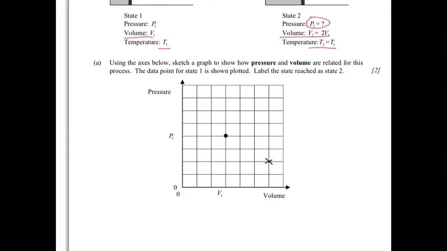The graph that we'd expect is a curve, a hyperbola, and it has to go through both of those two points. So it would look something like that.